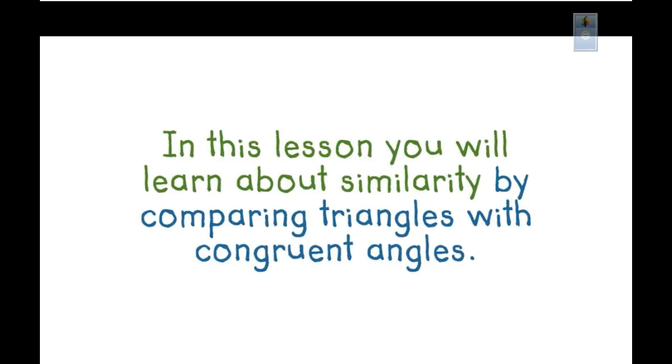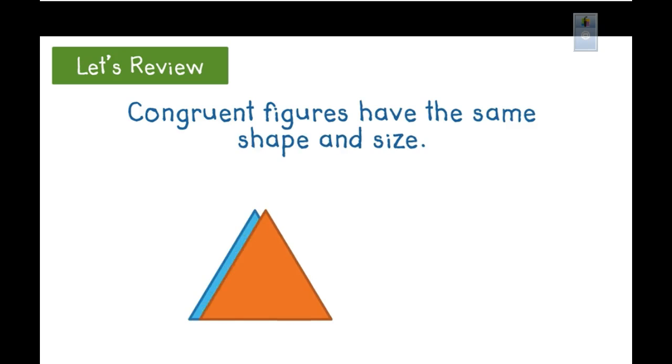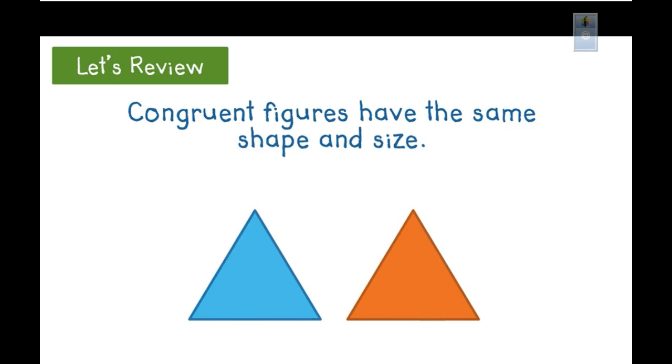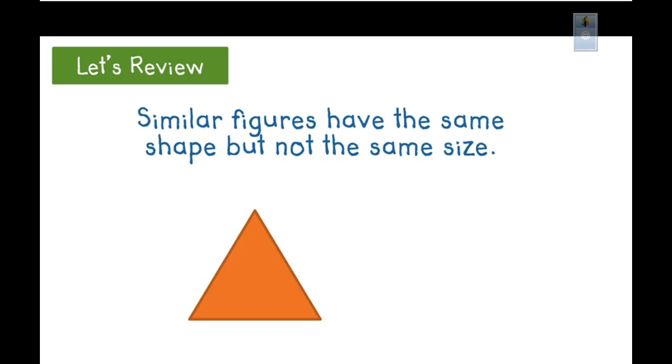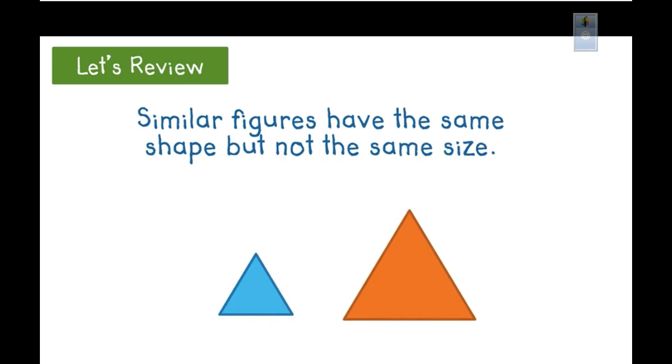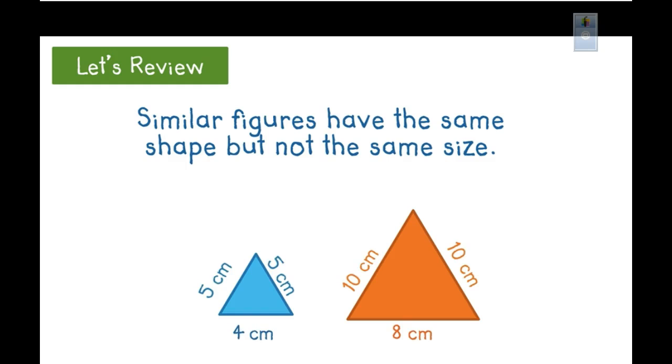In this lesson, you will learn about similarity by comparing triangles with congruent angles. Let's do a quick review. Congruent figures have the same shape and size. These two triangles are congruent. Similar figures have the same shape, but not the same size. These triangles are similar, but not congruent. Similar figures are proportional. Notice how the orange triangle's sides are double the size of the blue triangle.